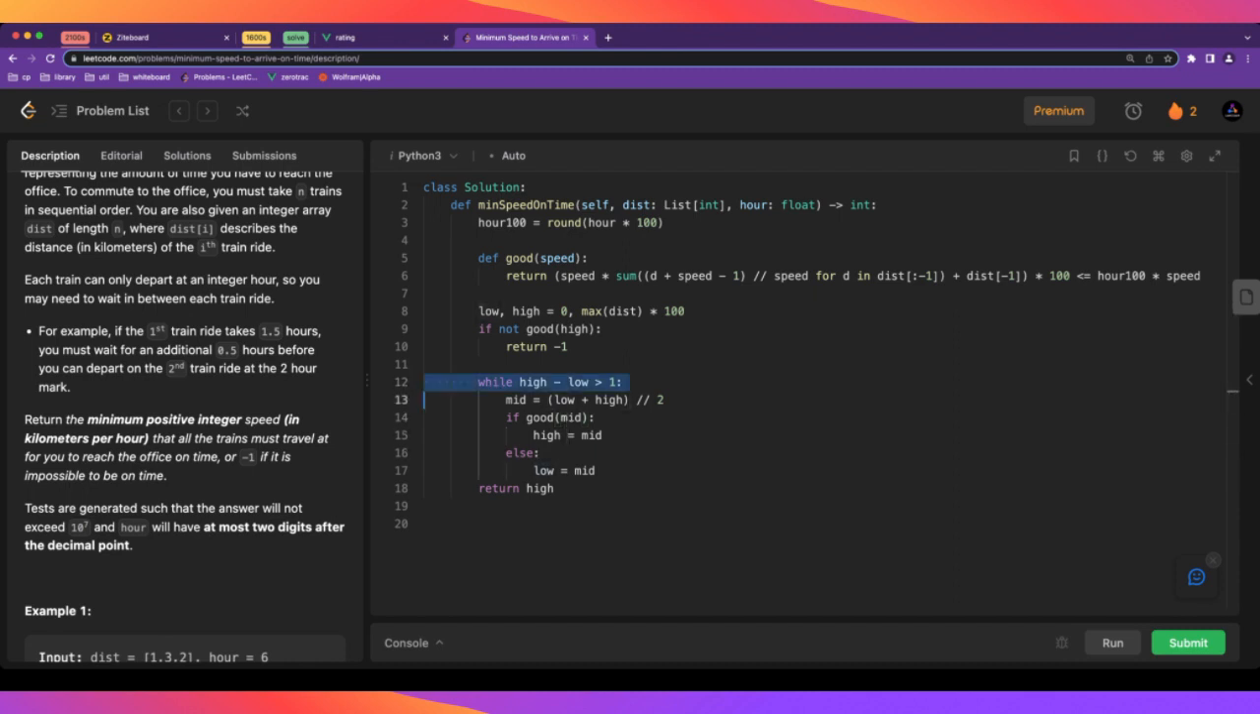And again, you can even copy paste this. It's so simple when you understand it that I just type it, but it's always typing the same thing. And then this little trick of having 100 times the hour, again, is to avoid any floating point shenanigans.